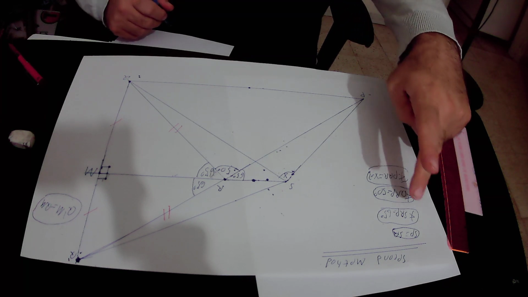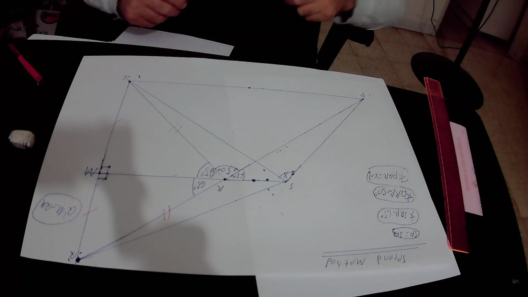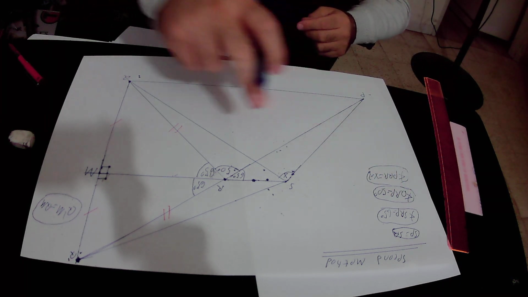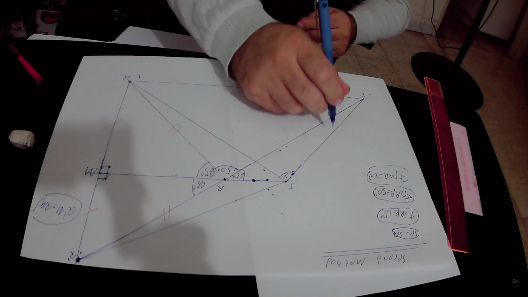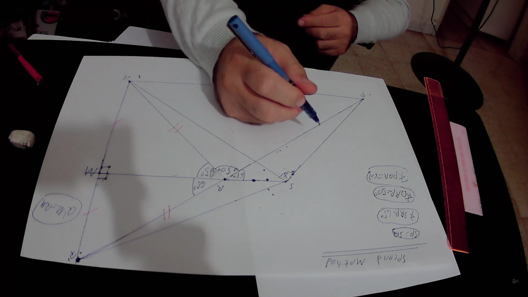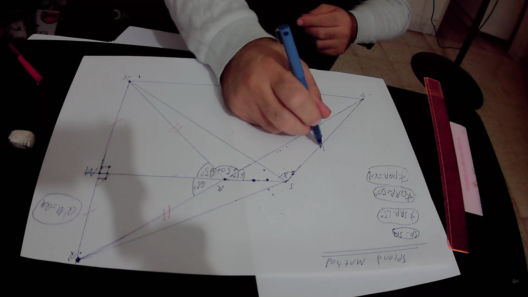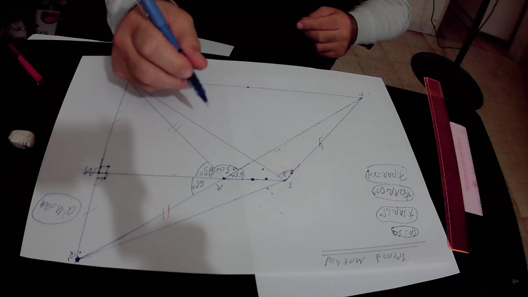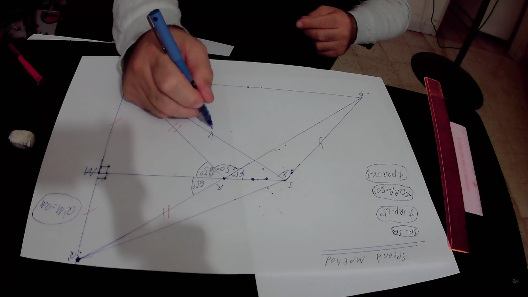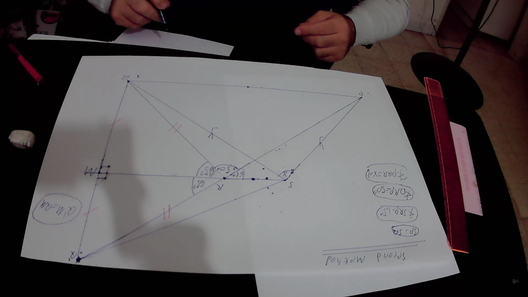Again, we know that SP equals SQ. If we define SP as Y, then SQ will also be equal to Y because they are equal to each other.